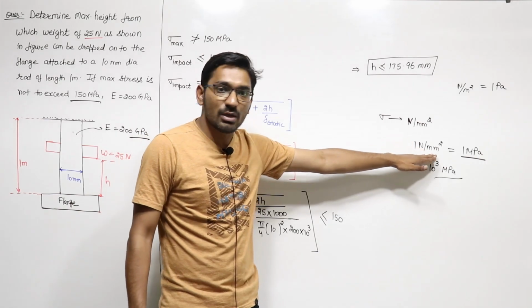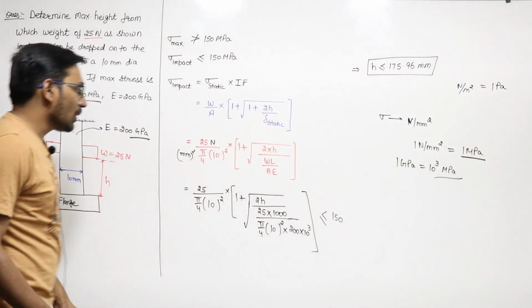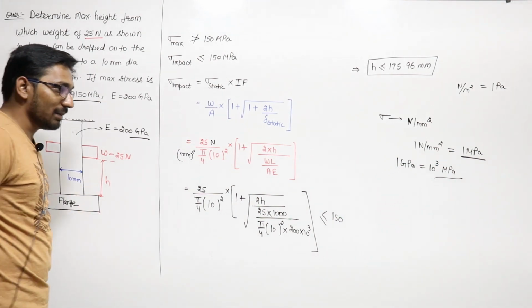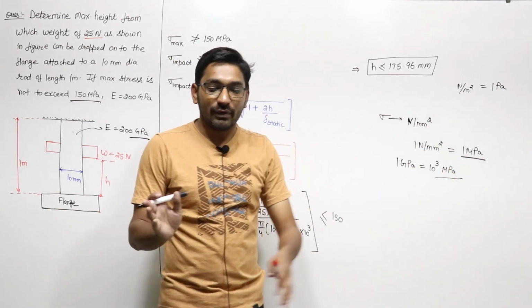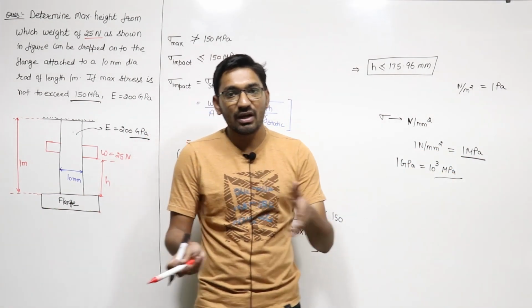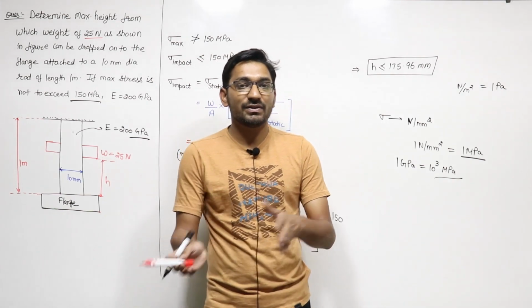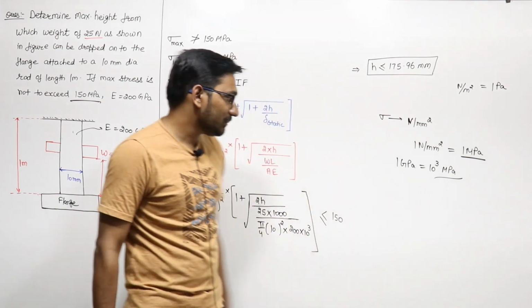We are taking Newton per mm square, right? That is equal to 1 megapascal. So I am taking all the dimensions in mm only and all the loads in Newton, right? If in any question the loads are given in kilonewton or mega Newton, just convert it into Newton and all the dimensions in mm, so that the results would be in megapascal, right?